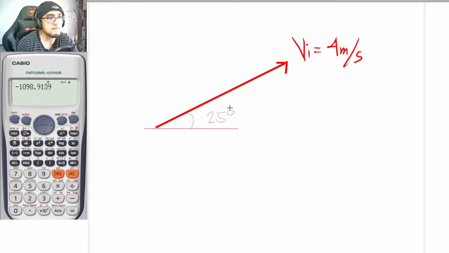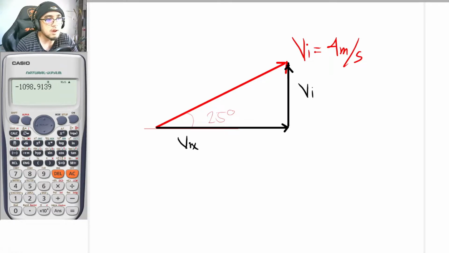So 25 degrees above the horizontal. With that, this is now to be our horizontal component. So this is now to be our Vx, and this is now to be our Vy. So Vix, and this is now to be our Viy.